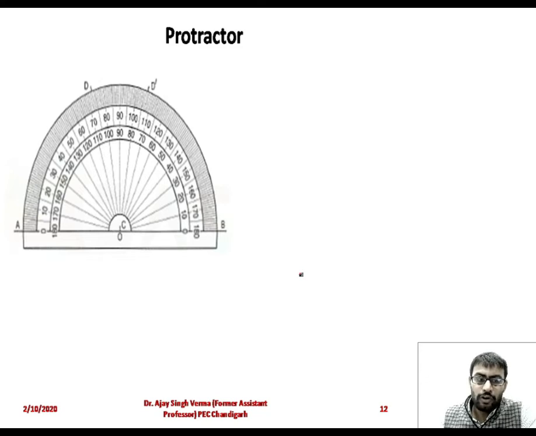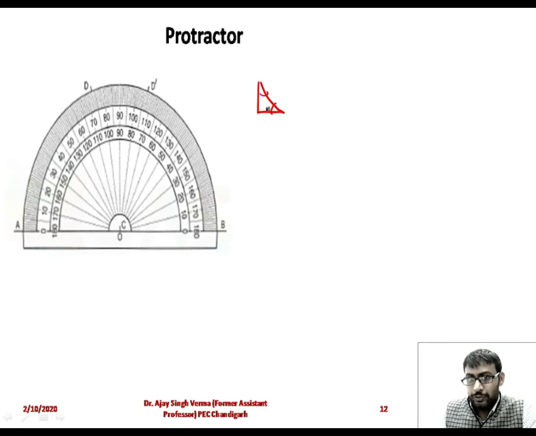the protractor. All of you know that protractors are used to measure angles. The protractor is used to draw or measure angles that cannot be drawn with the help of set squares. I already told you about that. The set square has some limitation.